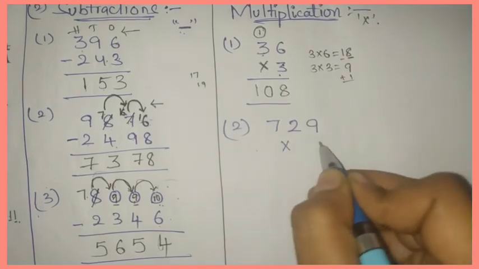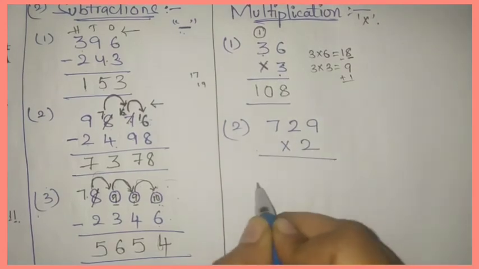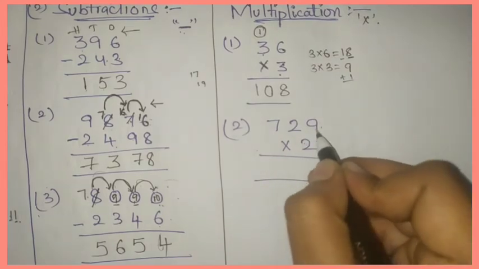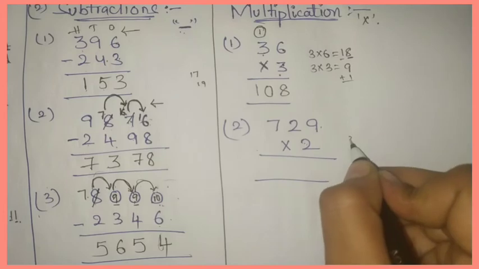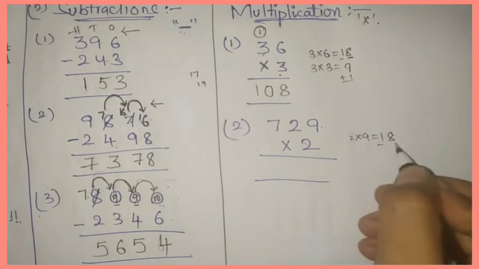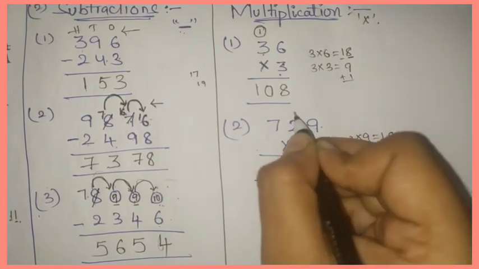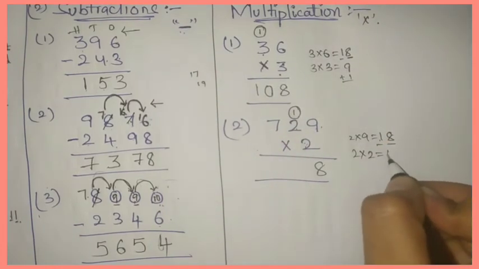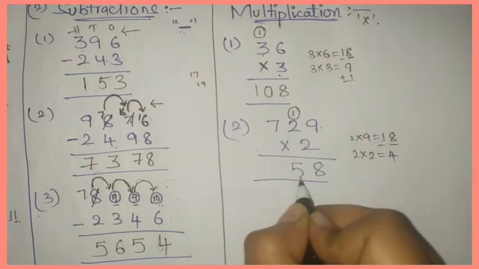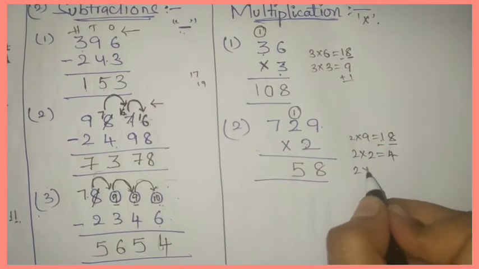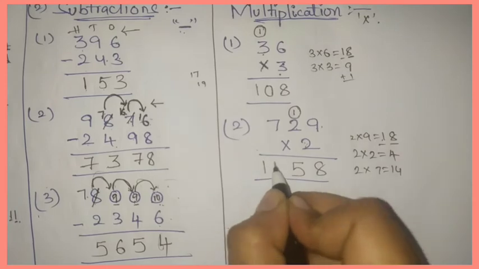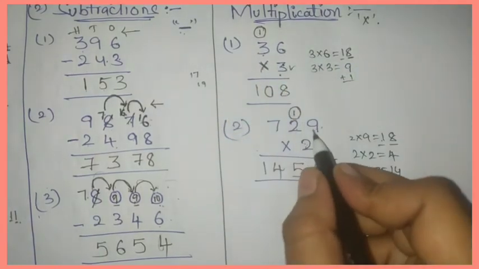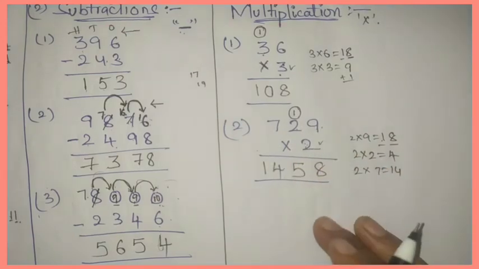Now look at example 2. 729 into 2. 2 nines are 18. 18 is a 2-digit number, so we'll write 8 here. This one is taken as carry. 2 twos are 4. 4 plus 1 is 5. 2 sevens are 14. So 14. To do this problem we have to know the 3 table. Here to do this problem we have to know the 2 table.